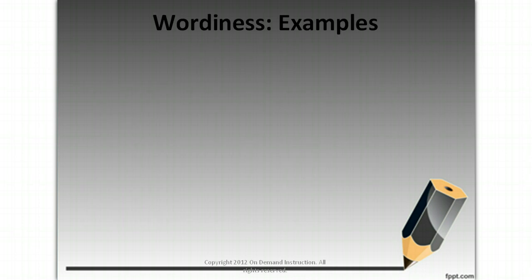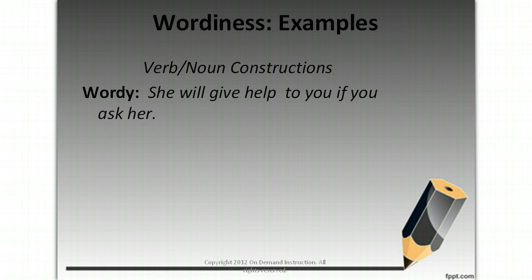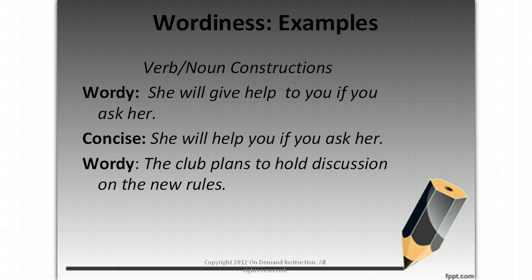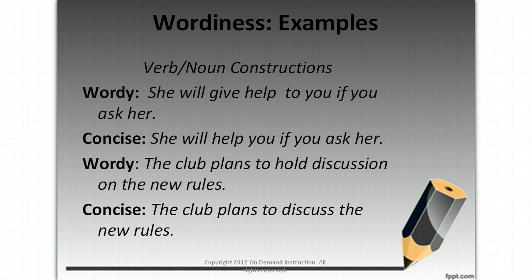Phrases using verbs such as have, give, and hold, followed by nouns, sound heavy-handed. The idea can usually be expressed more clearly with only a verb. Wordy: She will give you help if you ask her. Concise: She will help you if you ask her. Wordy: The club plans to hold discussion on the new rules. Concise: The club plans to discuss the new rules.